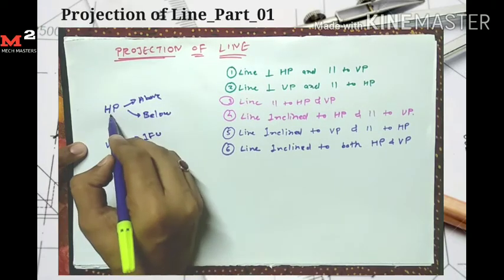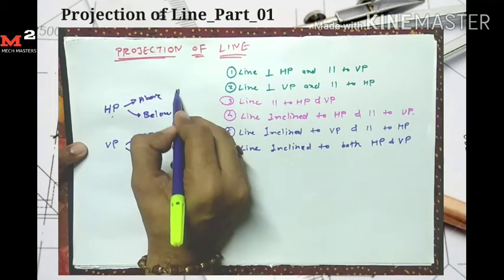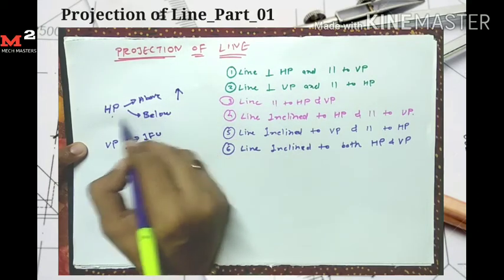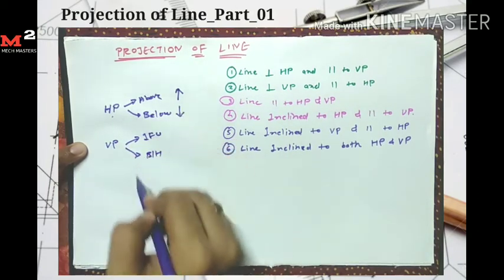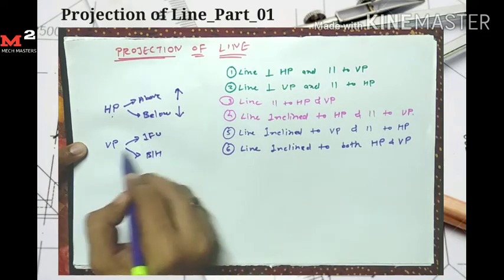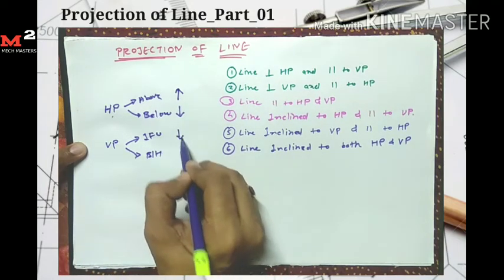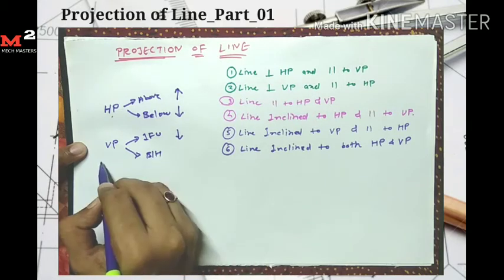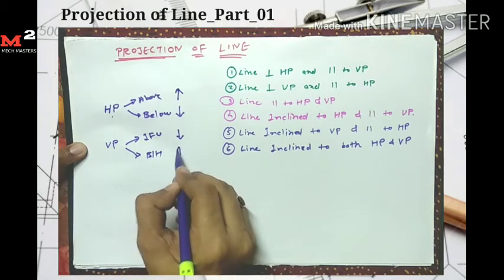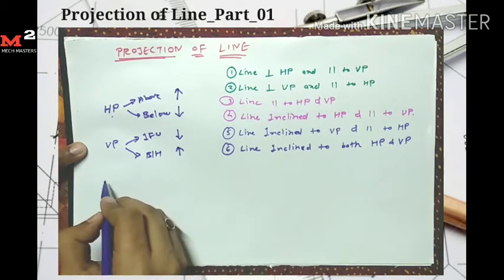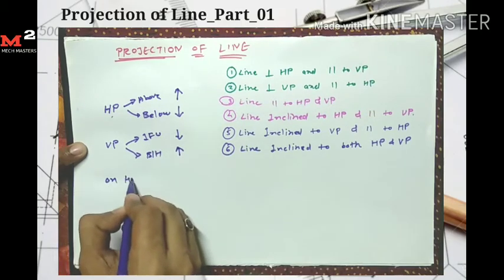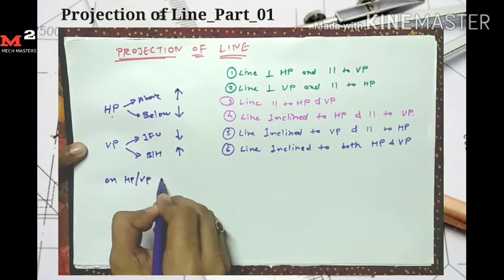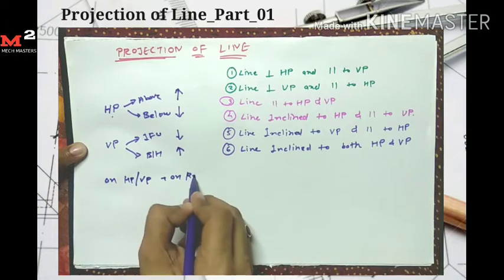If the point is above HP, then we draw the point above the reference line, and if the point is below HP, then we draw the point below the reference line. If the point is in front of VP, then we draw the point below the reference line, and if the point is behind the vertical plane, then we draw the point above the reference line. And if the point is on HP or VP, we represent that point on the reference line.